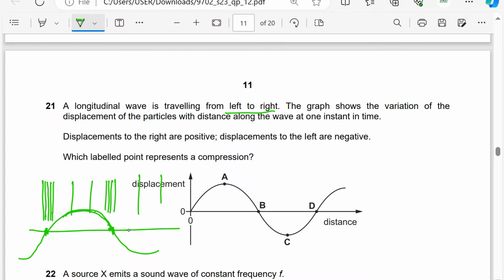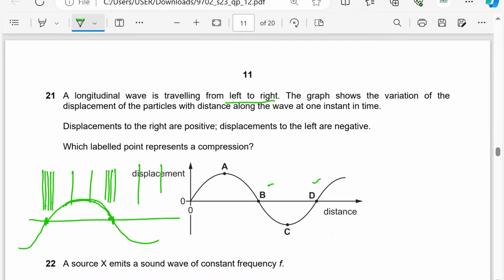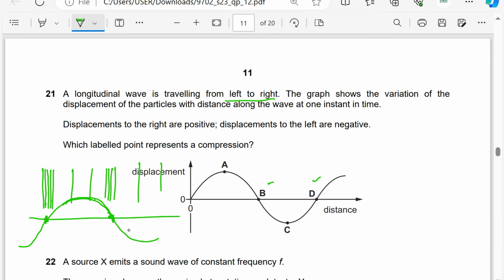So we have to choose between B and D. The question is, which labeled point represents a compression? So it is either B or D. But remember, displacements to the right are positive and displacements to the left are negative. And the wave is traveling from left to right. Since the wave is traveling from left to right, it means the first compression we shall encounter is this one at B. So the answer is going to be B here, because here particles are under much pressure.